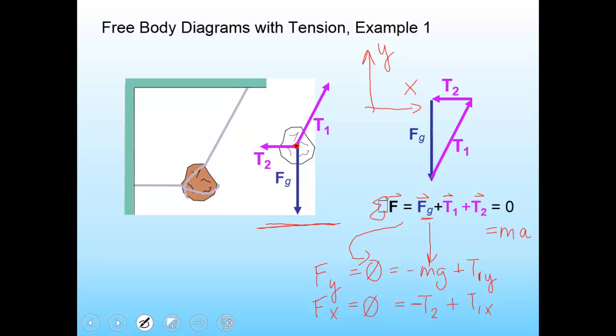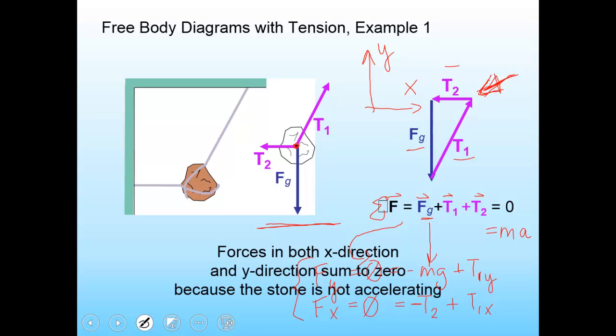So you can see pulling these out into the component form is much simpler, I think, than even looking at a picture like this, which can be a little confusing. All this is saying is that it's just vector addition. You can add all these vectors together. Because it adds to 0, they must loop around. All right, so what this is saying is forces in both the x and y direction sum to 0. And we know this because the stone is not accelerating in either the x or the y direction.